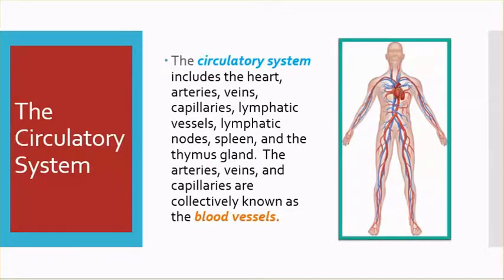The circulatory system includes the heart, arteries, veins, capillaries, lymphatic vessels, lymphatic nodes, spleen, and the thymus gland. The arteries, veins, and capillaries are collectively known as the blood vessels.